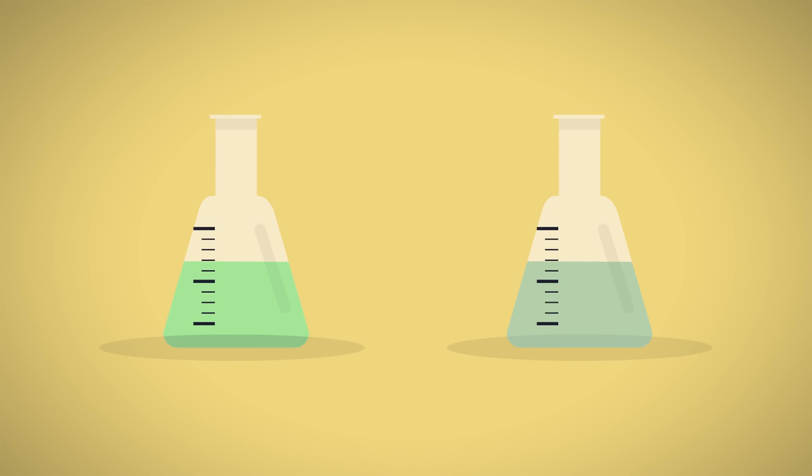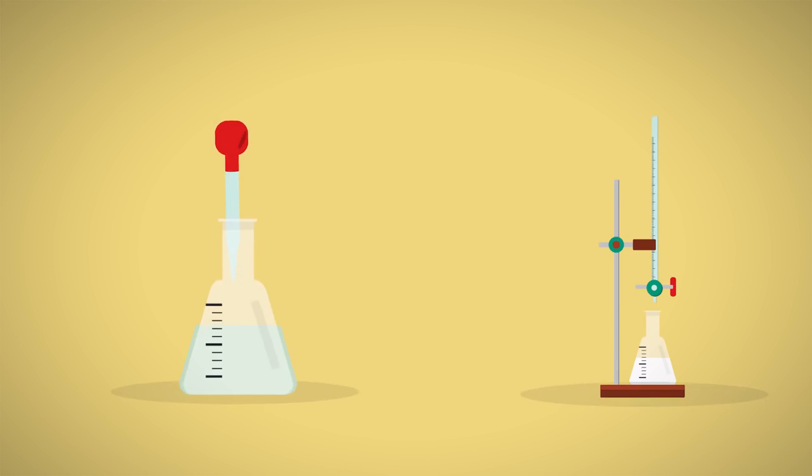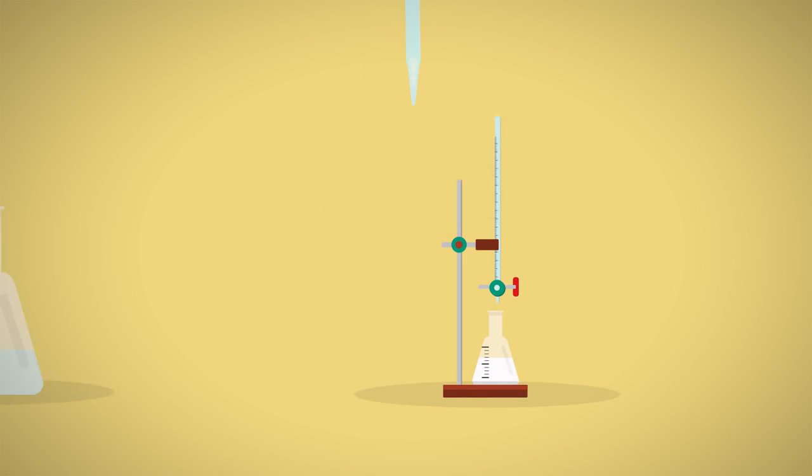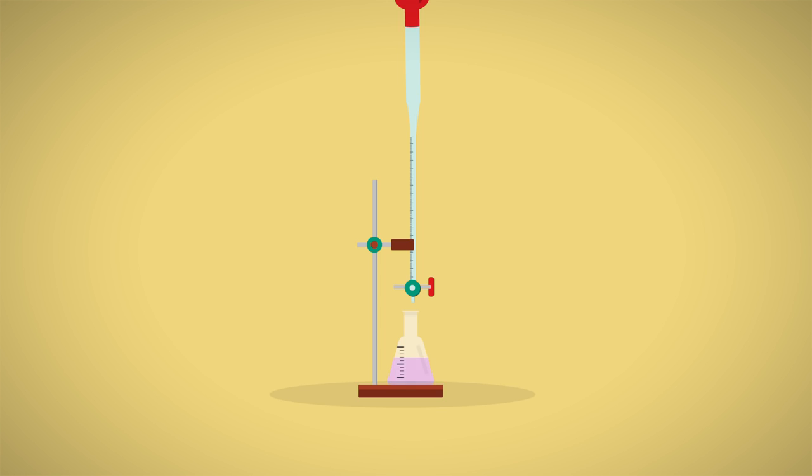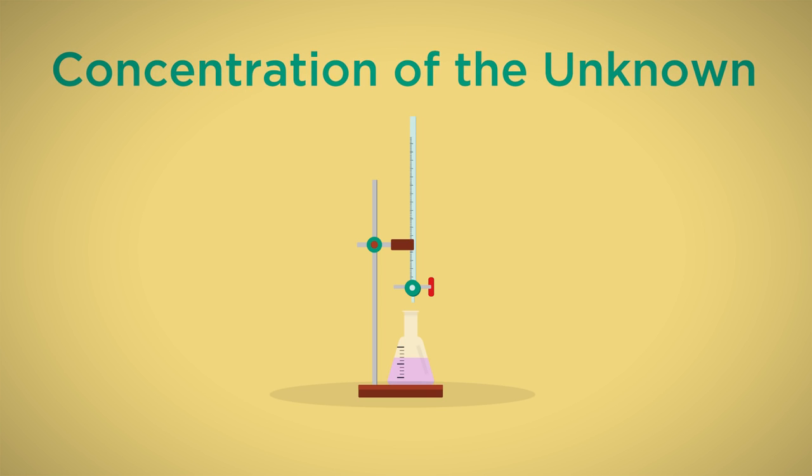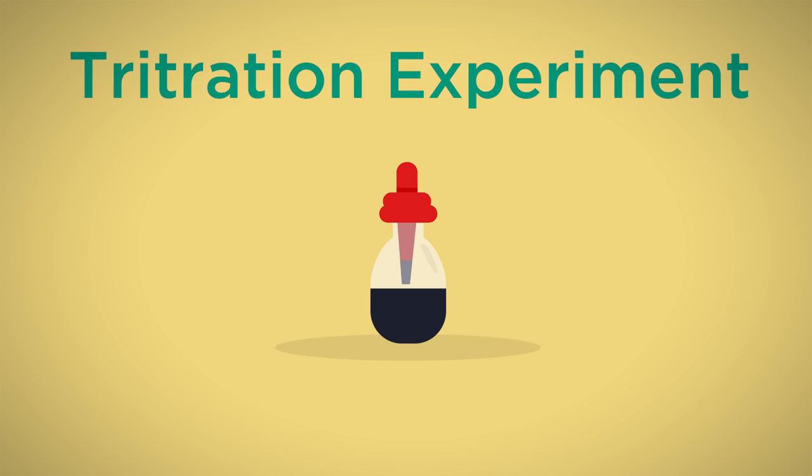Titration is a technique used to work out the concentration of an unknown solution when you know the concentration of another solution. You carefully add the known solution to a set volume of the unknown solution until the reaction is complete. This enables you to work out the concentration of the unknown solution. You may need to use an indicator to signal the end of the reaction. You can calculate the concentration of an acid or an alkali by carrying out a titration experiment.